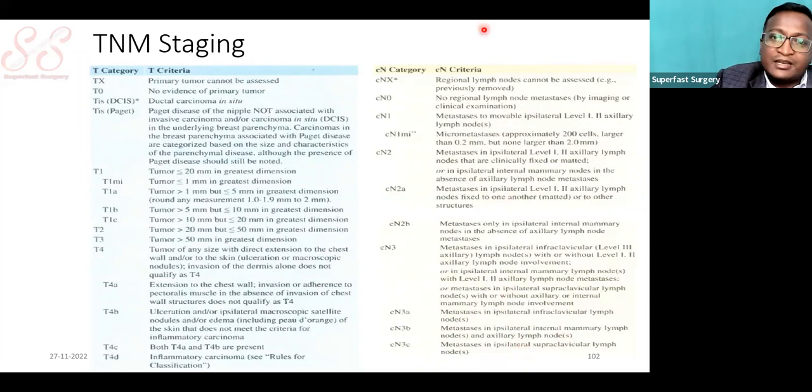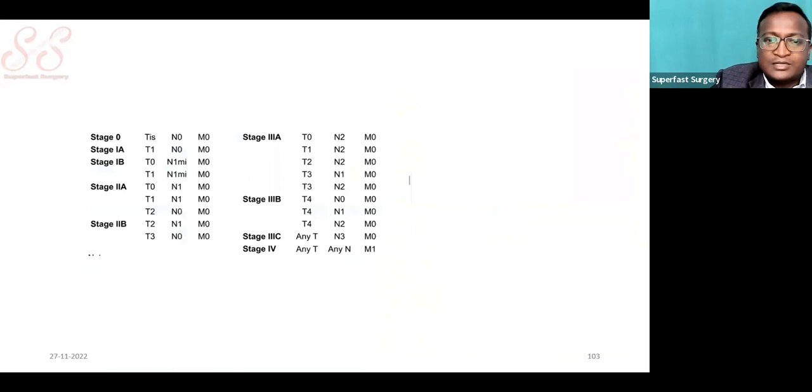So this is the clinical TNM classification. We have the pathological one also, because pathological N1 is when we have axillary lymph node 1 to 3, N2 when we have axillary lymph node mets in 4 to 9, and when we have 10 or more axillary lymph nodes positive, then that is N3. So all these points are important, and they will be asked in one form or another.